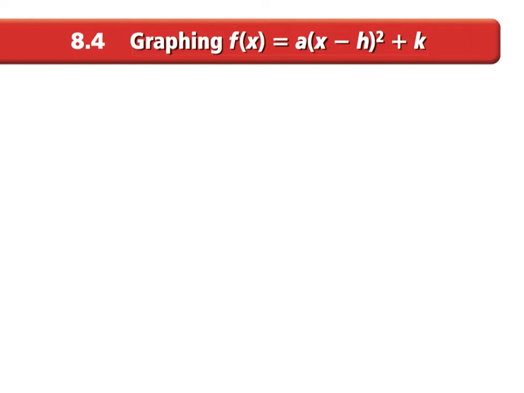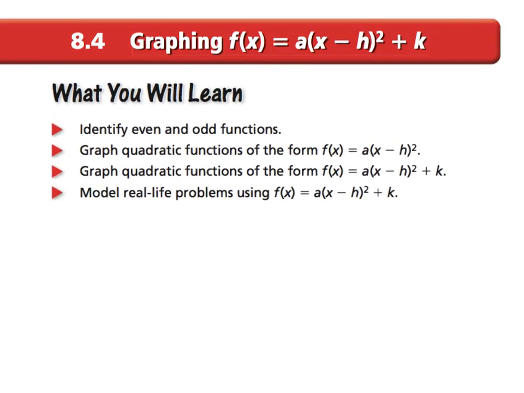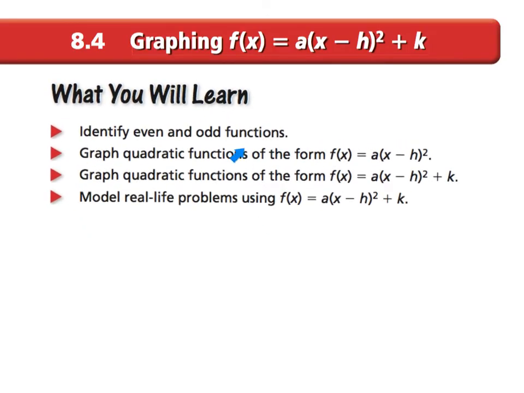All right, 7th graders, in section 8.4, we're going to talk about graphing f of x equals a multiplied by the difference of x and h squared, and then plus k. So what are you going to learn about? Well, you're going to learn a few things. Number one, how to identify even and odd functions. How are we going to graph quadratic functions that are in this form? And how are we going to graph quadratic functions that are in that same form, but with a plus k at the end? And then we're going to model real-life problems.